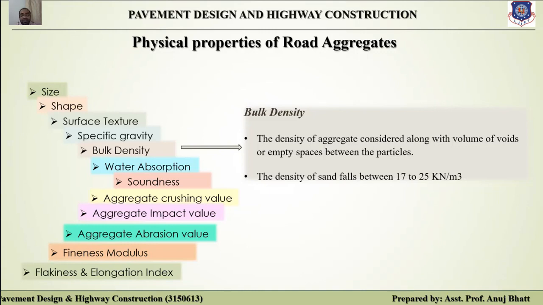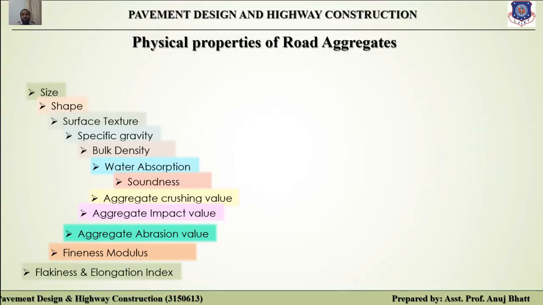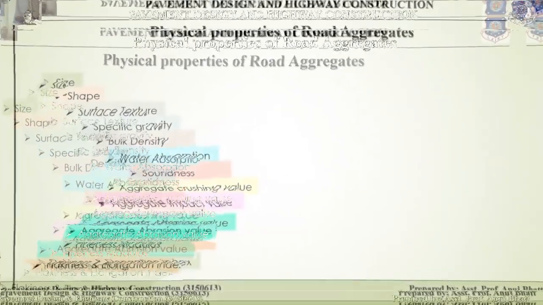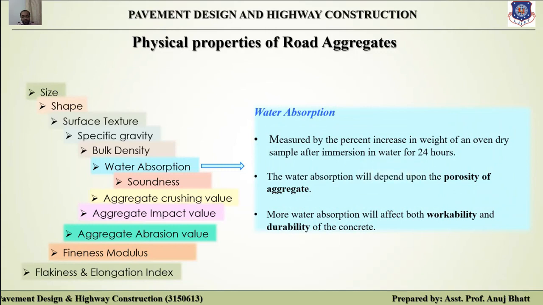The density of general sand, that is a kind of aggregate, fine aggregate we can say, falls between 17 to 25 kilonewton per meter cube. Next property, that is water absorption.